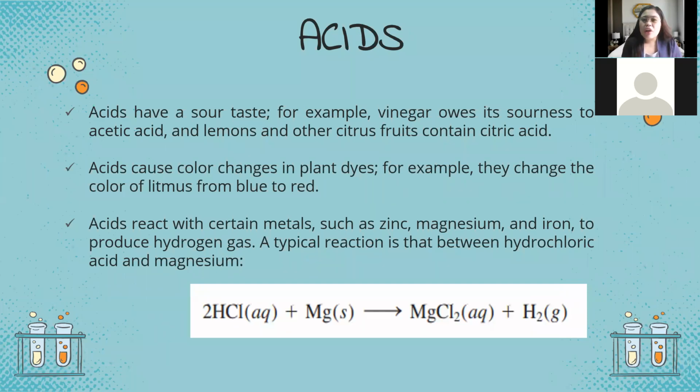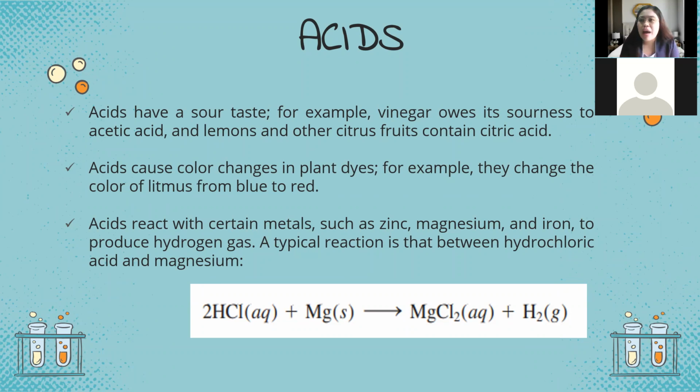Kaya kapag dinip mo si litmus paper na color blue, sa acidic substance like sa vinegar, magiging red ang color niya. So that is blue to red. So do not forget, if we are testing whether a substance is acidic or basic, and then if we use the litmus paper, acid siya kapag ang blue magiging red. Okay? Or pink to be exact.